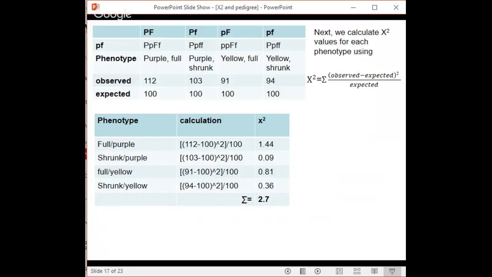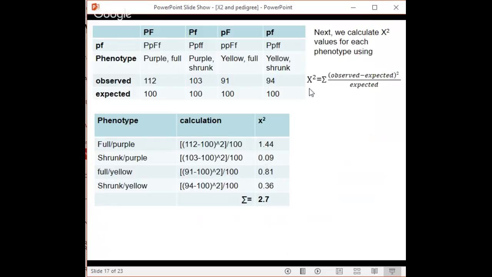And this is really just a plug-and-play type of thing. We know our expected for every single one, so we're always going to divide by 100. Our observed comes from this table right up here. So we just take 112 minus 100, and then we square that and divide it by 100. And that gives us the chi-square value for our full purple progeny, and for our shrunken purple, for our full yellow, and for our shrunken yellow.